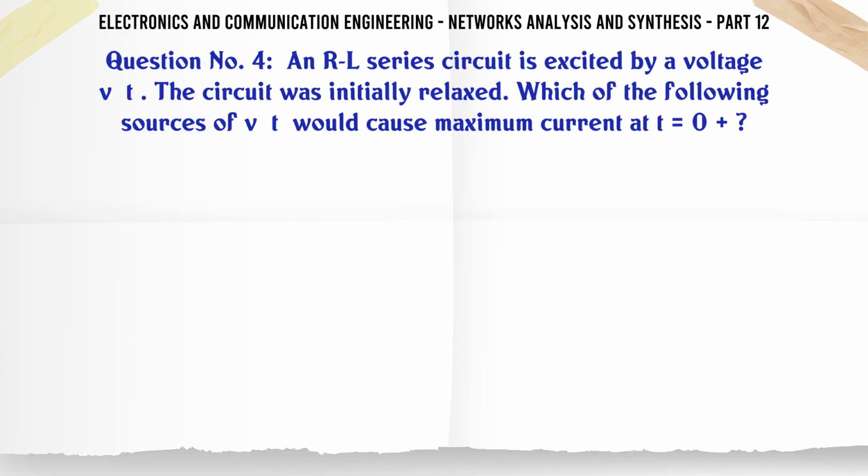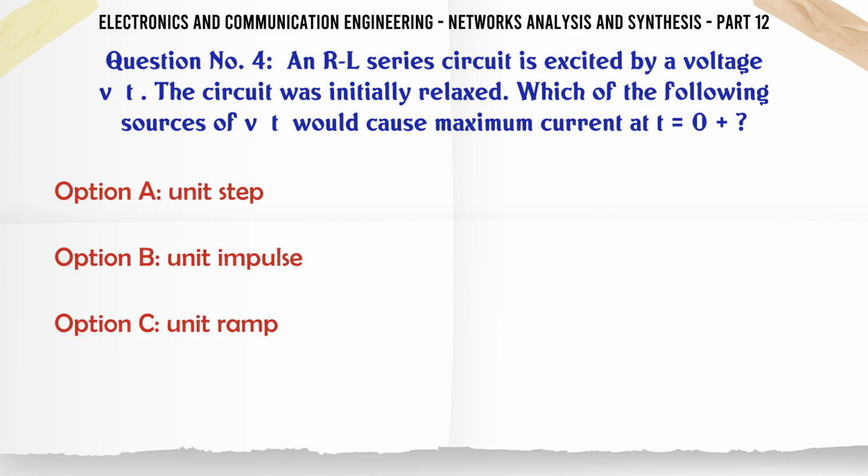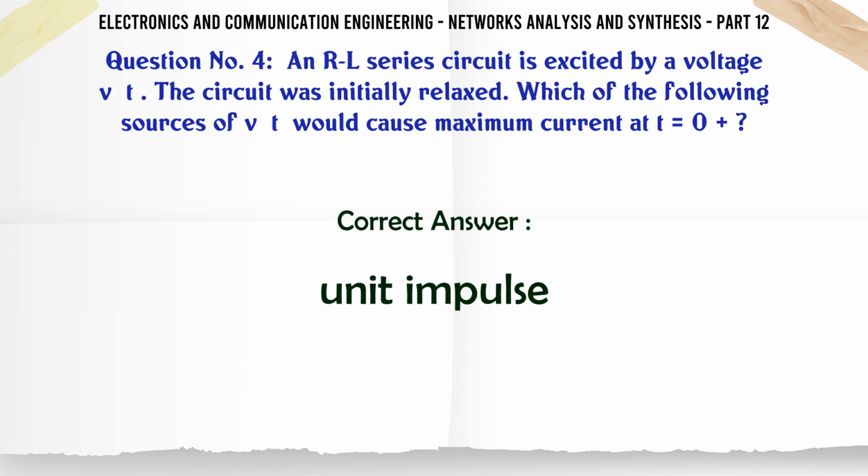An RL series circuit is excited by a voltage V(t). The circuit was initially relaxed. Which of the following sources of V(t) would cause maximum current at t = 0? A, unit step; B, unit impulse; C, unit ramp; D, unit step plus unit ramp. The correct answer is unit impulse.